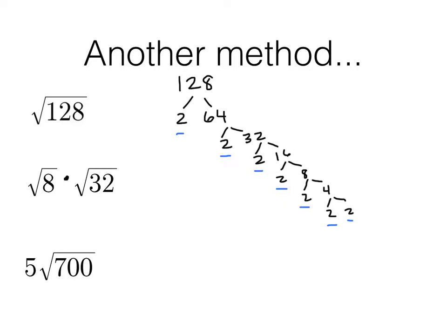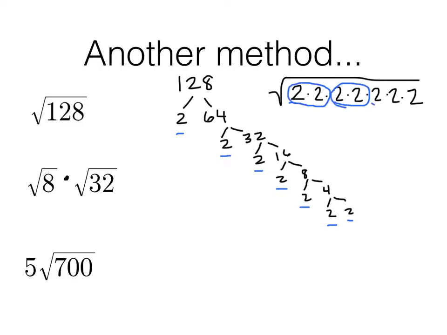So I can think of this as 2 times 2 times 2 times 2 times 2 times 2 times 2. 7 of them? Yup. And what I'm going to look for here is perfect squares. Perfect squares are double factors. So 2 2's at a time represents a perfect square. And for every pair of 2's that you see, 1 2 is going to come out, because 2 times 2 is 4, and the square root of 4 is 2.